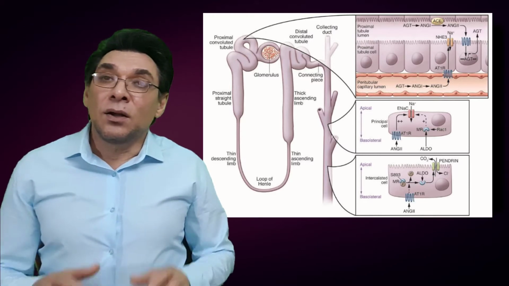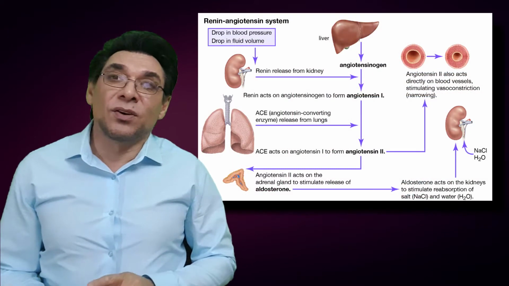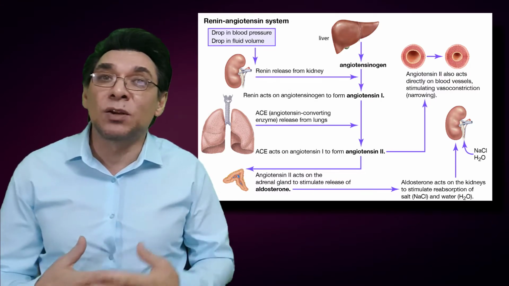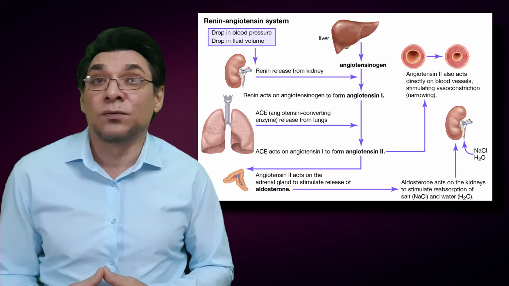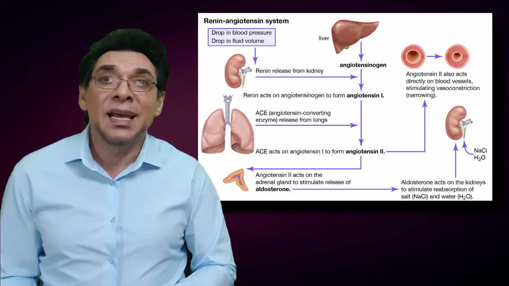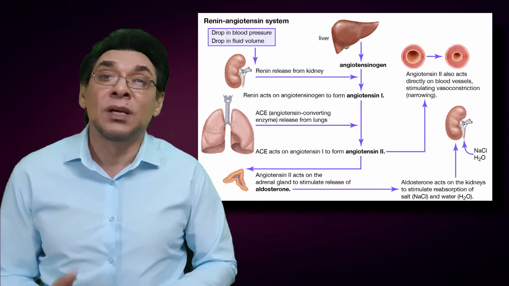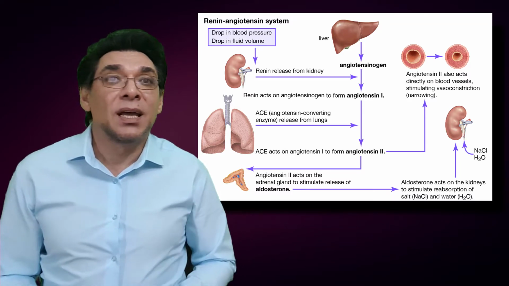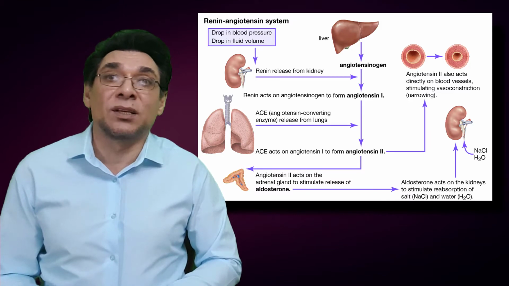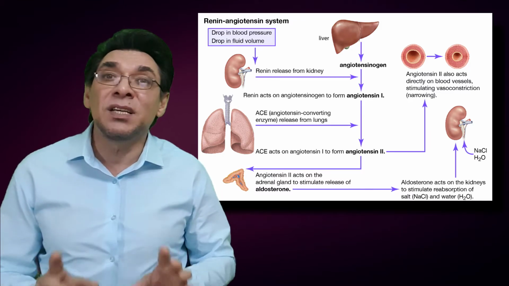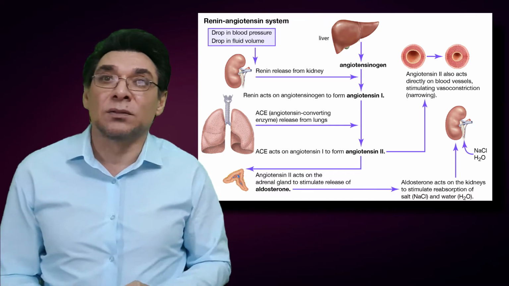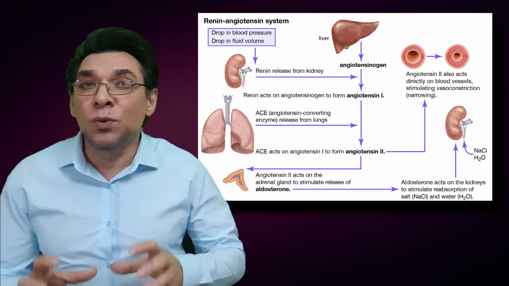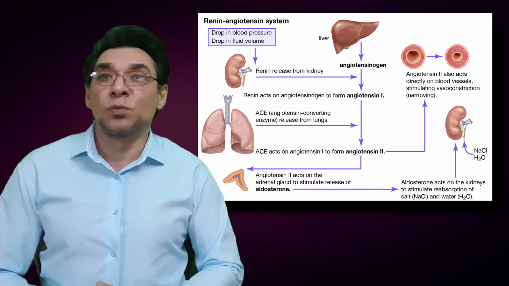Hormonal mechanisms. There are three major hormonal mechanisms involved in regulating urine concentration and volume. First, the renin-angiotensin-aldosterone mechanism, the antidiuretic hormone mechanism, and the atrial natriuretic hormone mechanism. These three mechanisms are very significant. Each mechanism is activated by different stimuli, but they work together to achieve homeostasis.